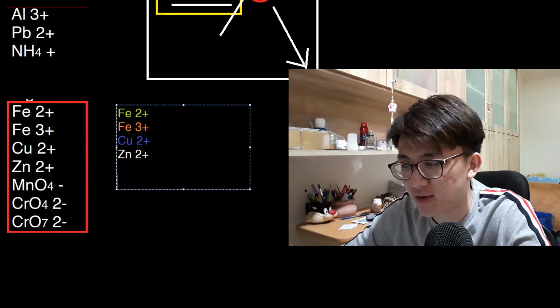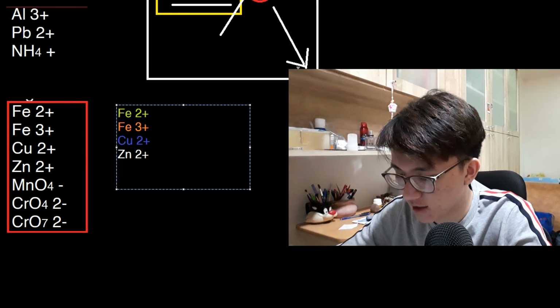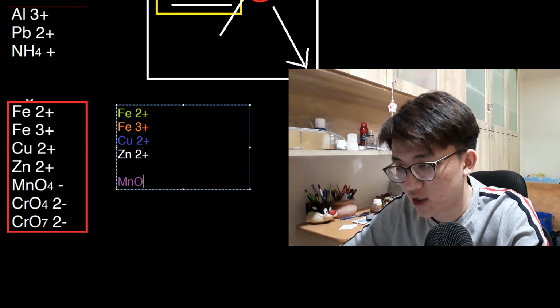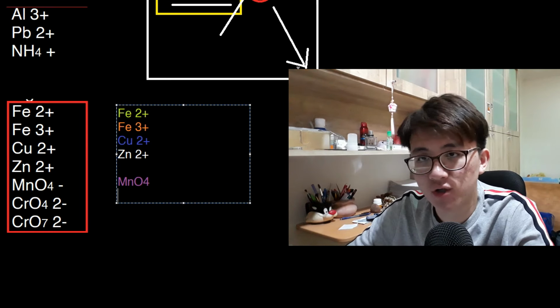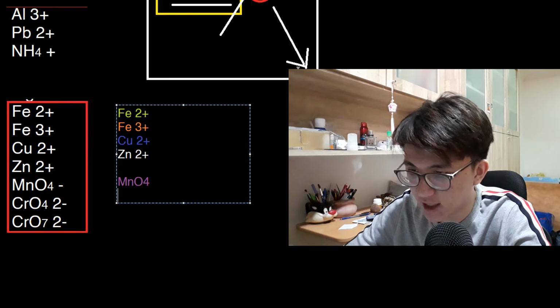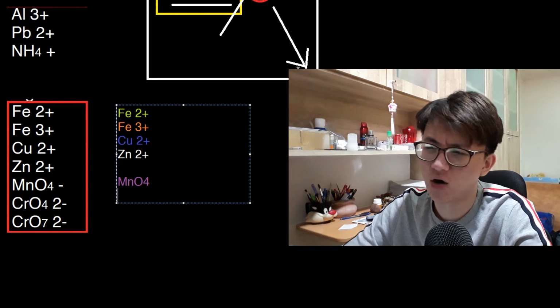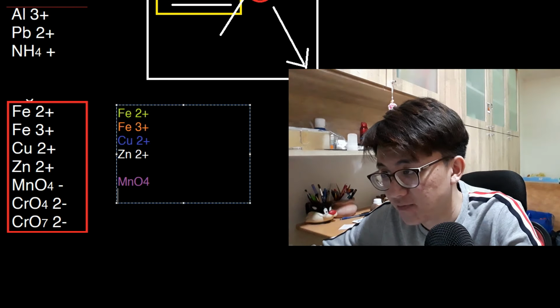Manganate is usually a famous thing you use for tests, so it's going to be purple. Please try your best to remember it, because this 100% comes out in exams. It's either in redox reactions or salts, because manganate and dichromate usually come out as an oxidizing or reducing agent. So regardless, you have to memorize them.